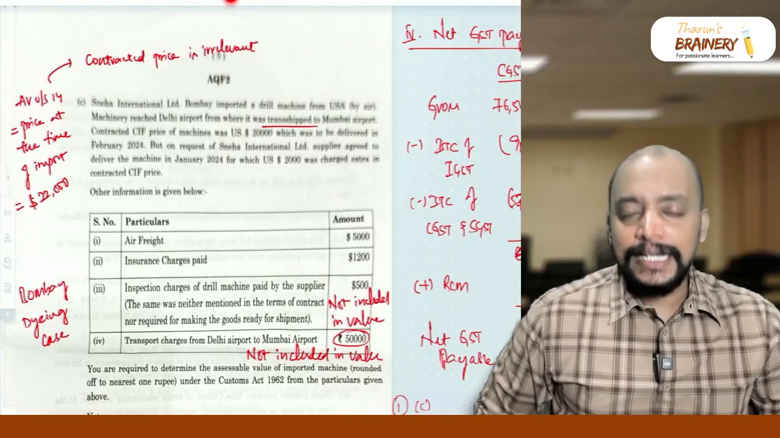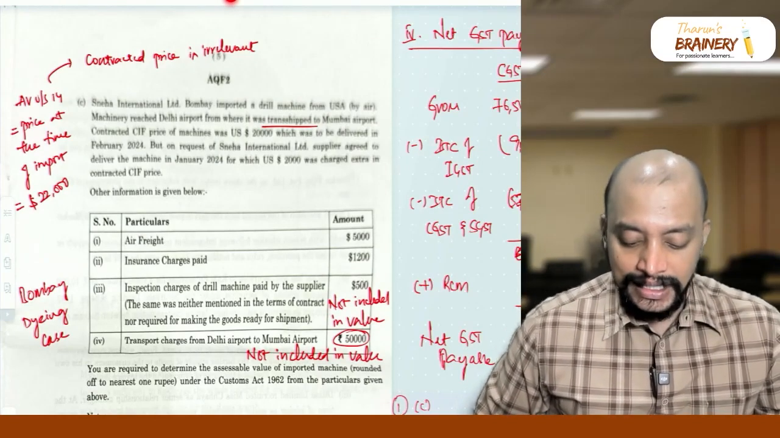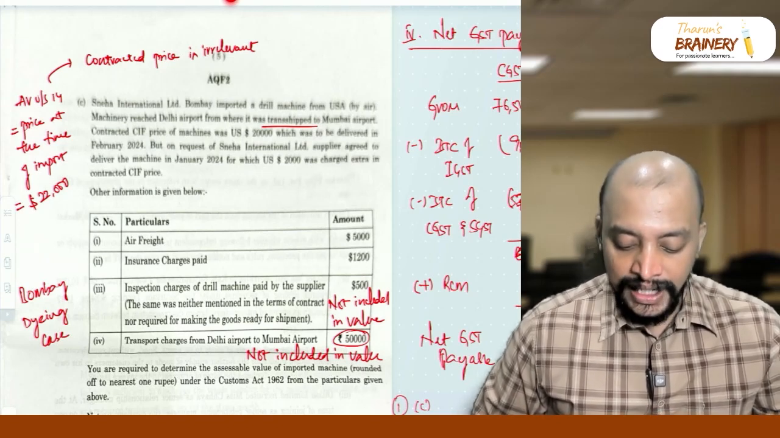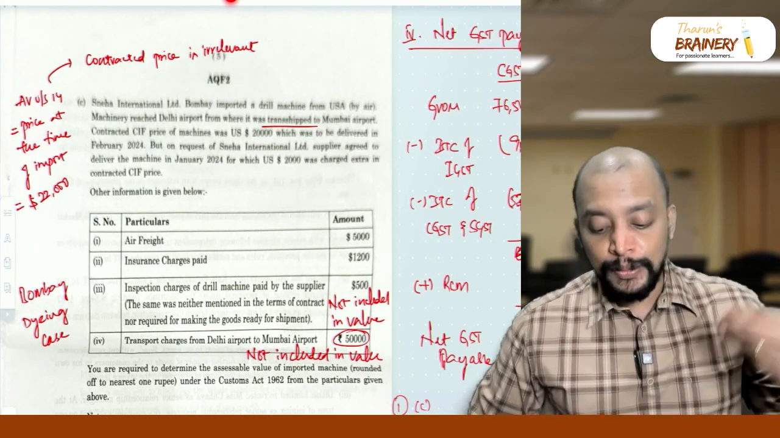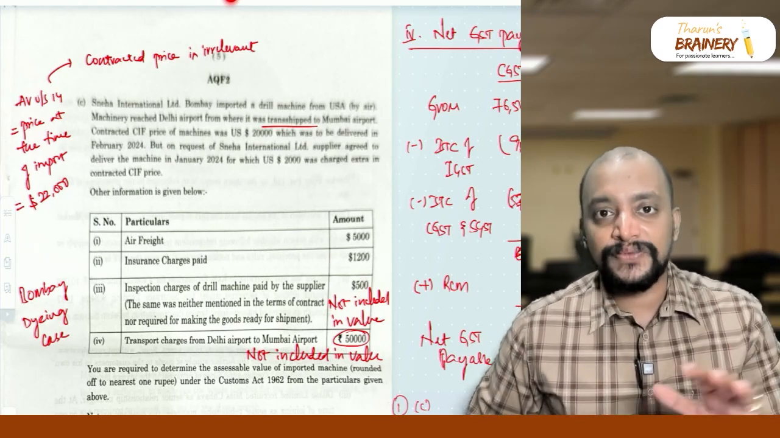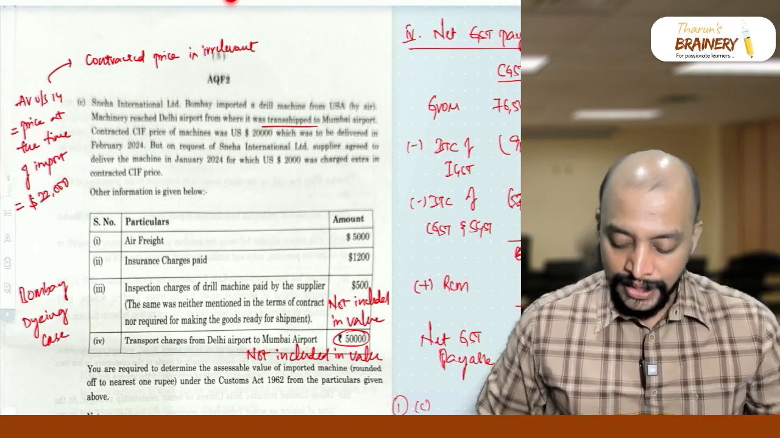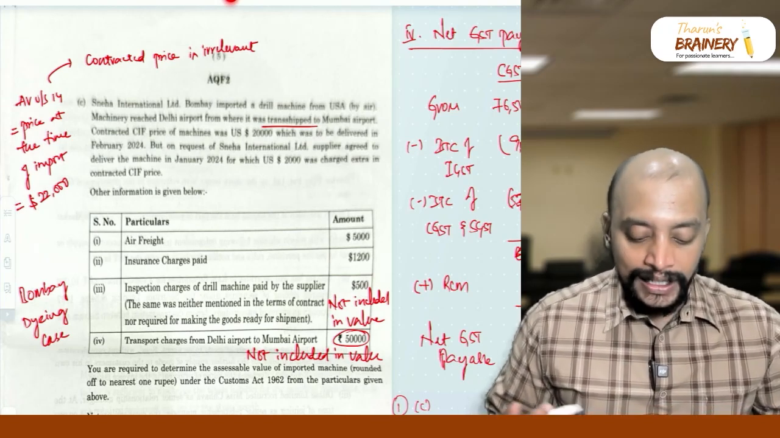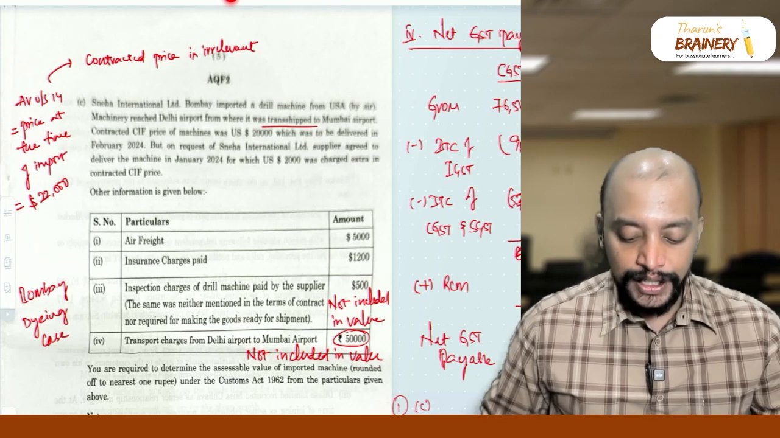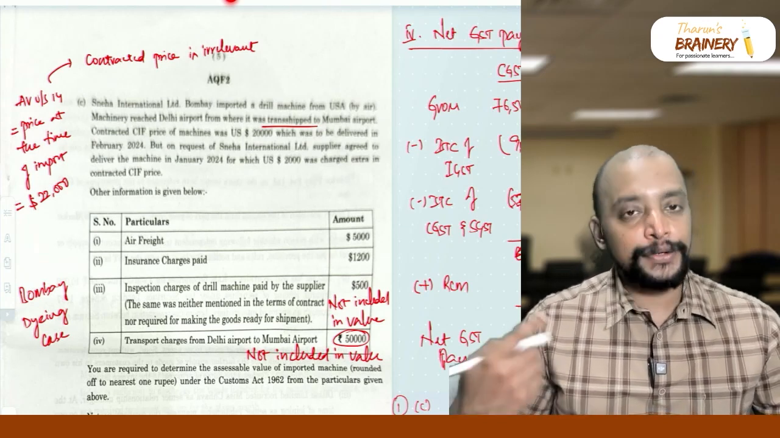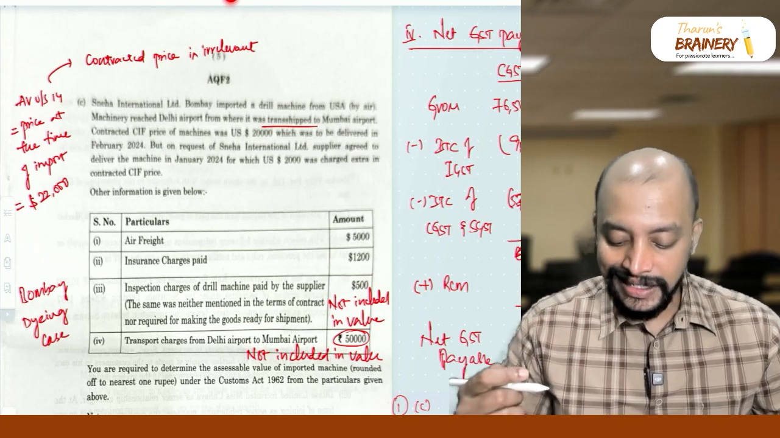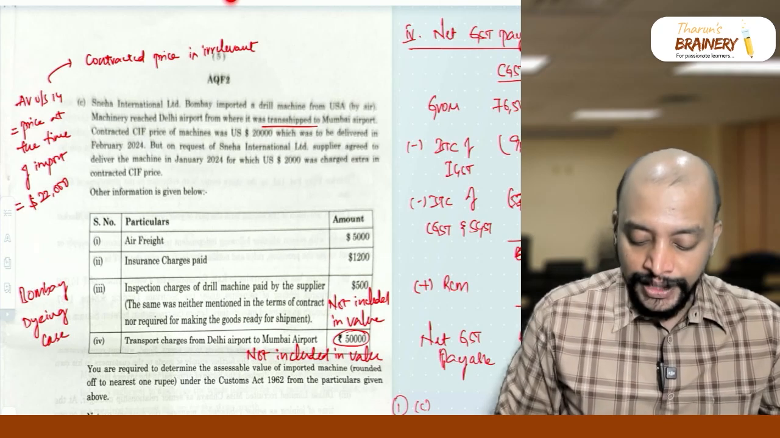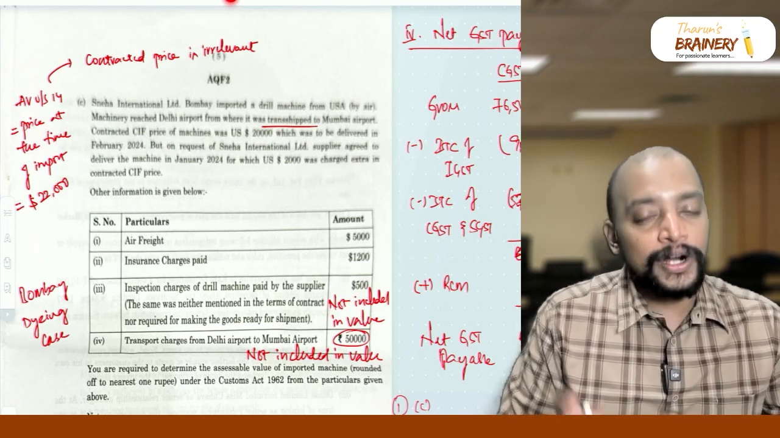Next one, C is related to customs. 2C, Sneha International Limited, Bombay, imported a drill machine from USA by air. Machinery reached Delhi airport, from where it was transshipped to Mumbai airport. Usually transshipment charges will not be included, only transit charges will be included. So they have given in the question transport charges that will not be included in the value. And contracted CIF price of the machine was US dollar 20,000, which was to be delivered in February 2024. But on request of Sneha International Limited, supplier agreed to deliver the machine in January 2024, that is upfront, for which US dollar 2,000 was charged extra in contracted CIF.